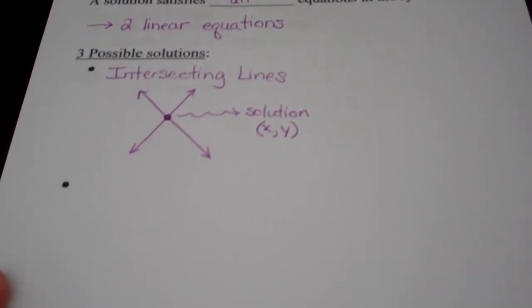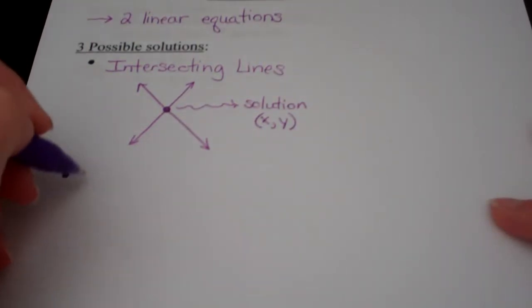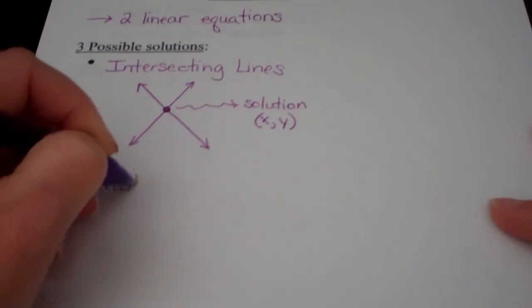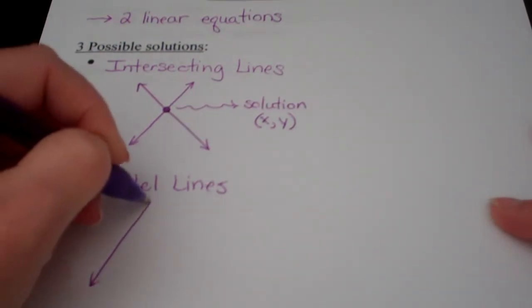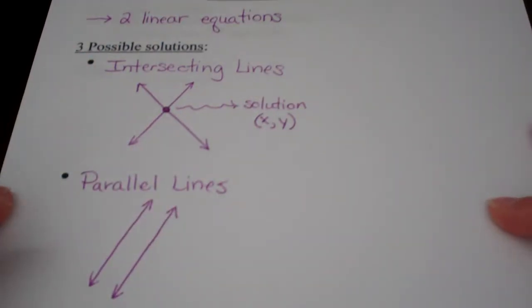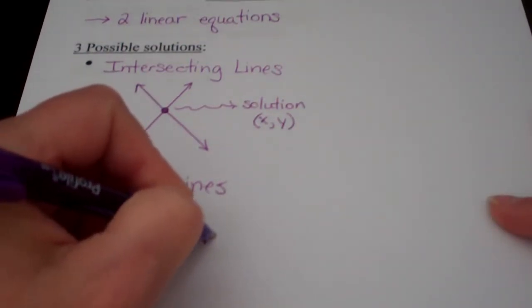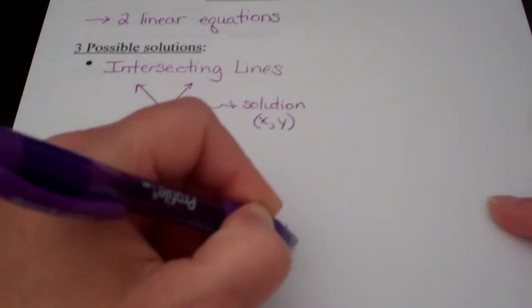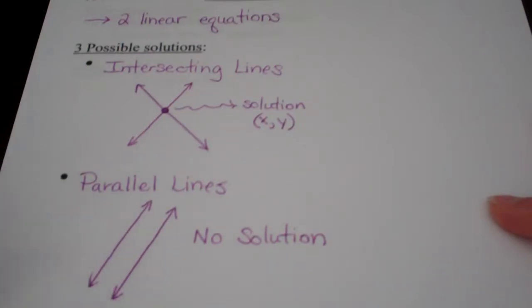Okay, the other possibility is that our lines do not intersect. Maybe they're parallel lines. So we know a little bit about parallel lines at this point. We know that they have the same slope. And because they are slanted in the same way, they can be a fixed distance apart and never touch. So in that case, we don't have any intersection points to pinpoint. So in this case, there is no solution. There's no points that would satisfy both equations. Each line here represents an equation.